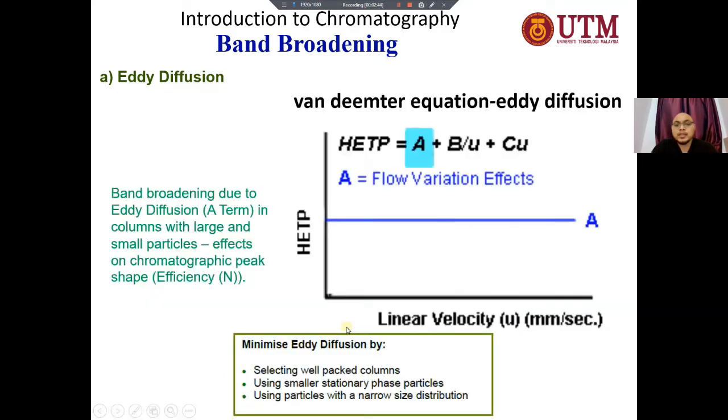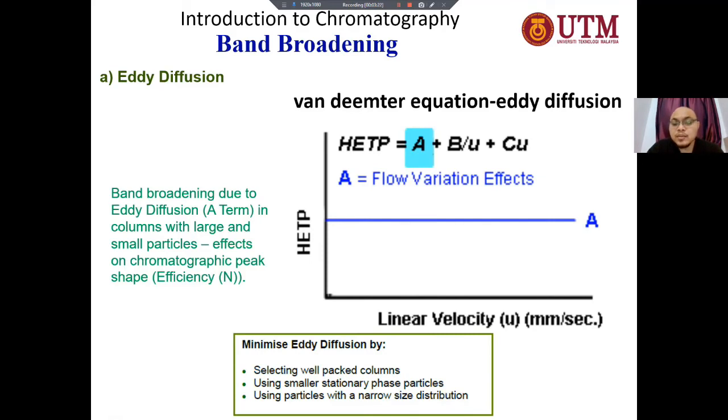Again, in eddy diffusion, if you increase the velocity, it will not help in increasing the efficiency. So it will not be affected by increasing the velocity. To counter the eddy diffusion or multiple paths, you can use a well-packed column, use a smaller stationary phase particle, or use particles with a narrow size distribution. This means that the column must be well-packed.